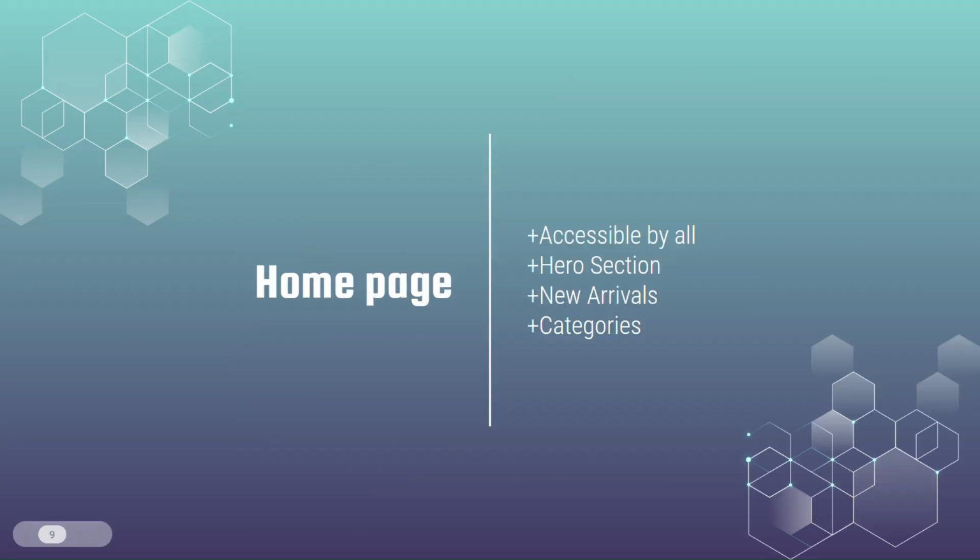So now I'm going to talk about the homepage. A homepage is the only page of a website that users do not need to log in to be able to view, even if users do not have a registered account. It consists of 3 main sections: hero section, new arrivals, and categories.